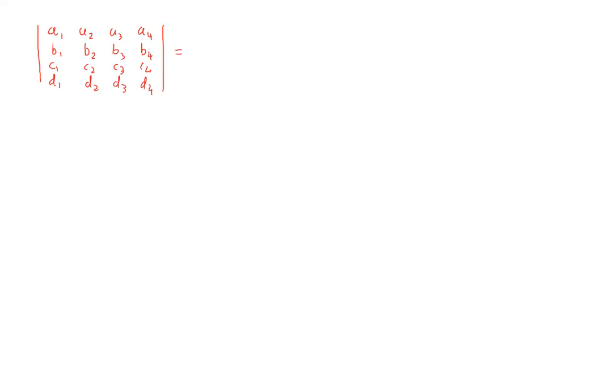So this will be A1 times the determinant that you get by deleting the row and the column that contain A1. So let me show it once so that you can see it. So what does it look like? You delete the row and the column that contain A1, right? And you can see what determinant comes up. So what you get is B2, B3, B4, C2, C3, C4, D2, D3, D4.